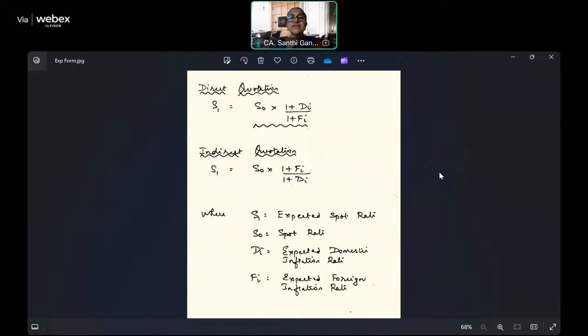So using this theory, what can we do? We can find the expected spot rate. You could have a direct quote or an indirect quote. If you have a direct quote, then S1, which stands for expected spot rate, is equal to S0, which is the spot rate now, into 1 plus domestic inflation divided by 1 plus foreign inflation. On the other hand, if it's an indirect quote, S0 into 1 plus foreign inflation divided by 1 plus domestic inflation.